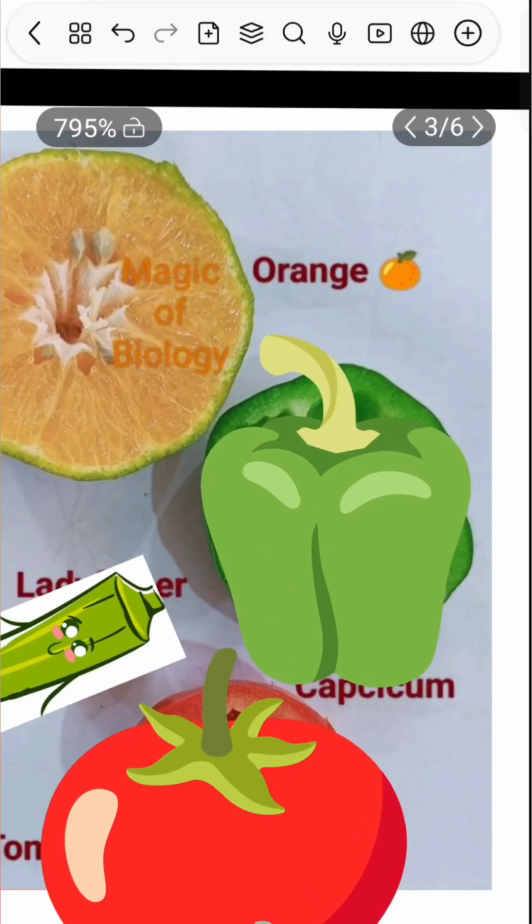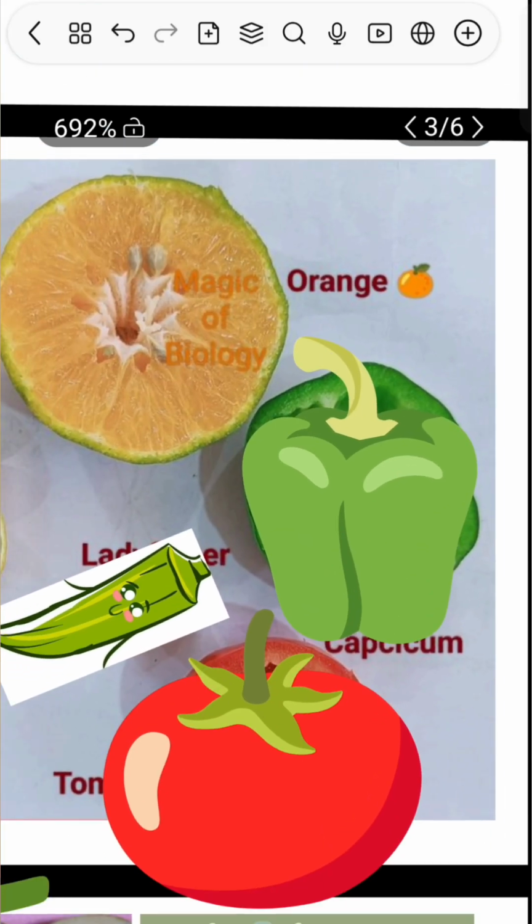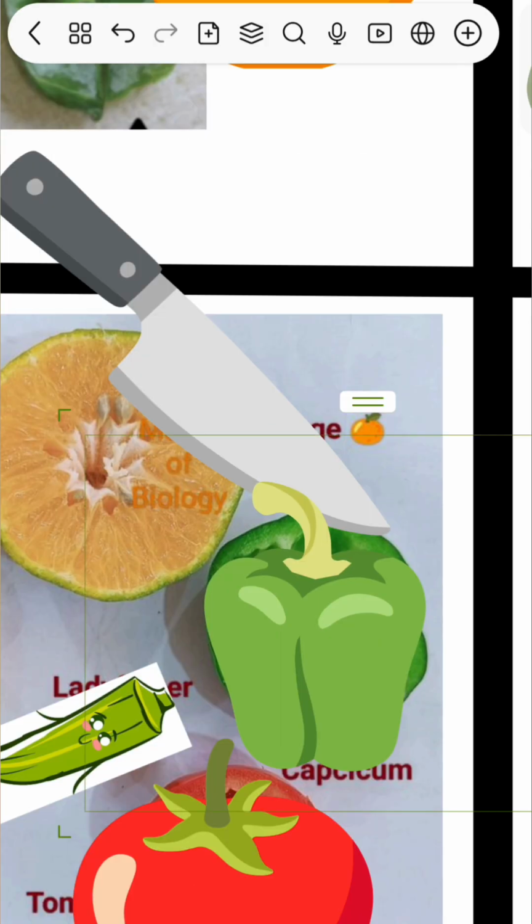Likewise, we can cut the bell pepper, tomato, and lady's finger. It's taking so much time, so I'm going to cut them all in one go with a ninja blade. I'm going to cut the fruits right now.